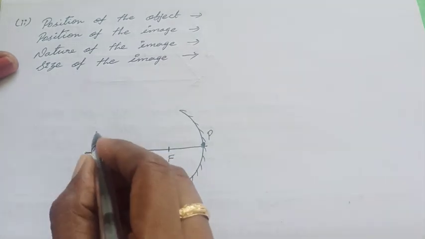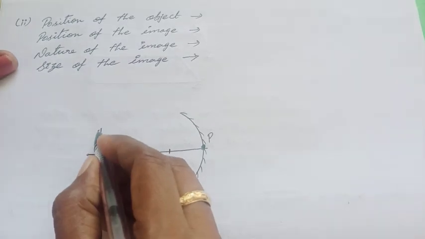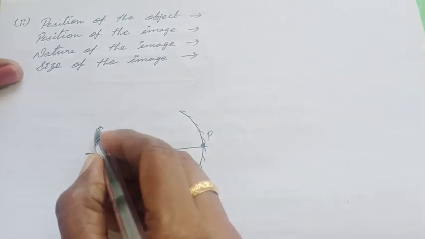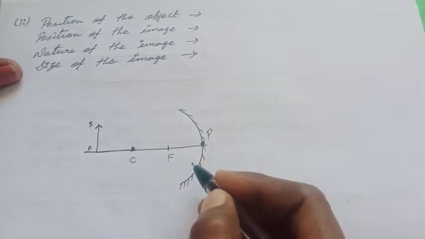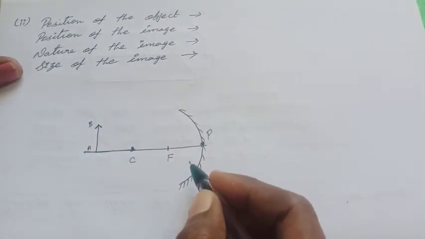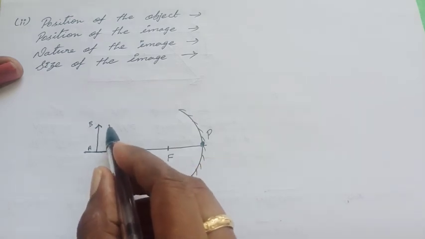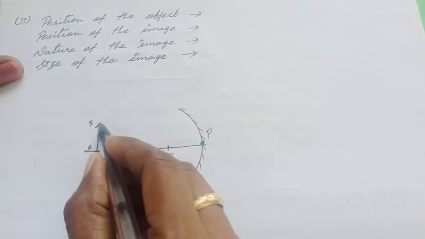Imagine that we are placing the object over here. The position of the object is represented by the upward arrow mark. This is the object, and we can represent it as AB. Now see what will happen. The rays will emerge from the object, right? So consider the ray which is emerging from the object.